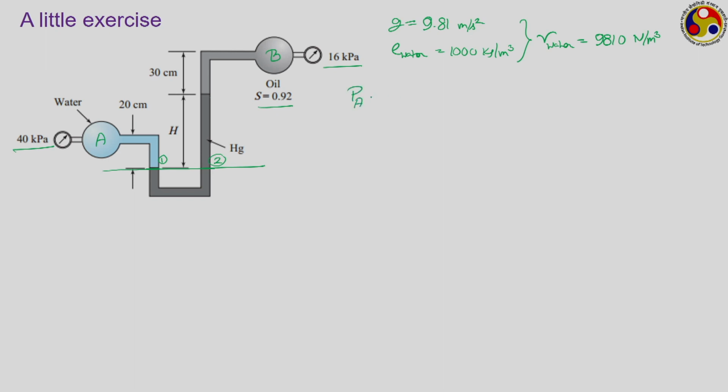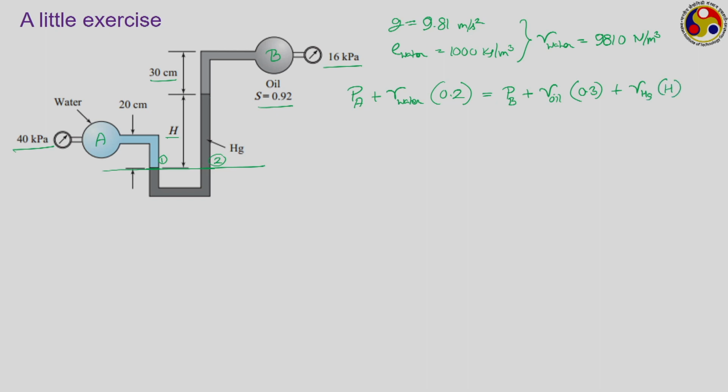It will be equal to Pa plus gamma water into how much is the height, that is 20 centimeter is the height. So, 0.2 is the height, and that is the pressure acting at point 1. Similarly, the pressure acting at point 2 will be equal to this, which is Pb plus what? We have first a 30 centimeter column of oil. So, it is gamma oil into 0.3 plus we have a column of mercury of height h. So, this is gamma of mercury into height h.